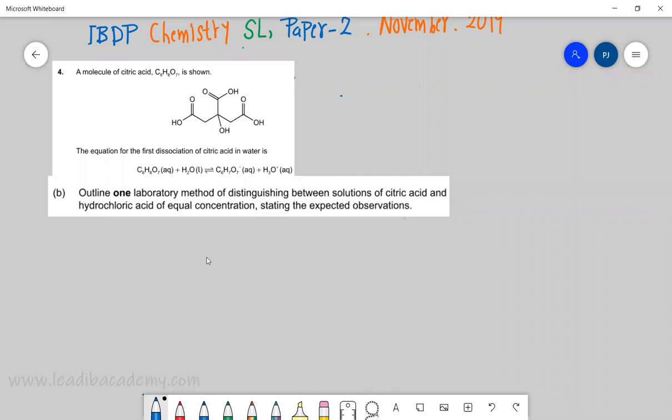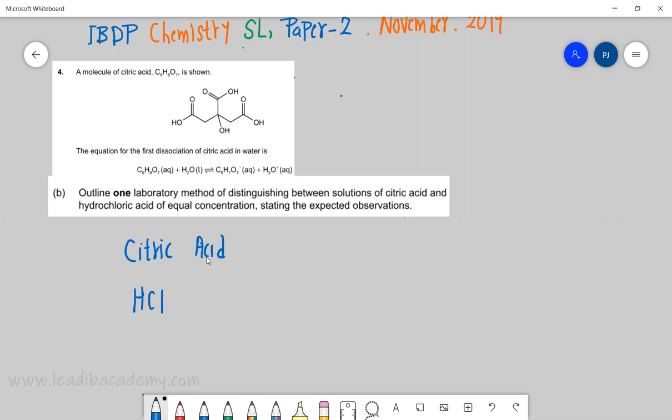Okay, let's check the question for B. Outline one lab method of distinguishing between solution of citric acid and HCl of equal concentration, stating the expected observations. Okay, so first, let's look into this citric acid and HCl.